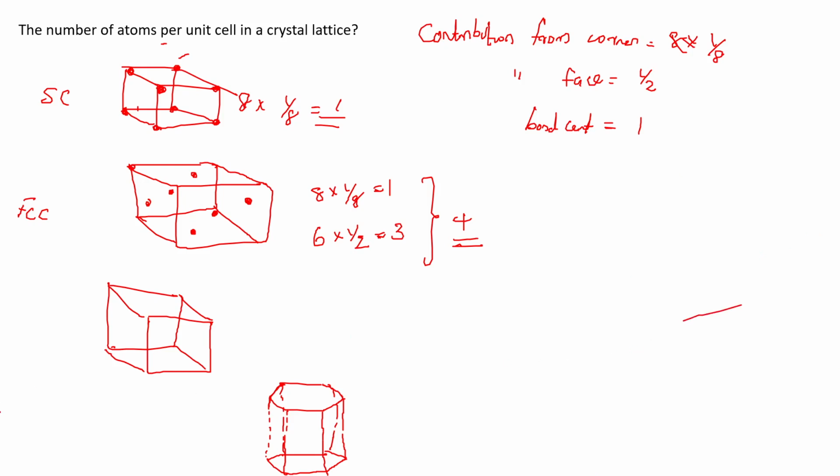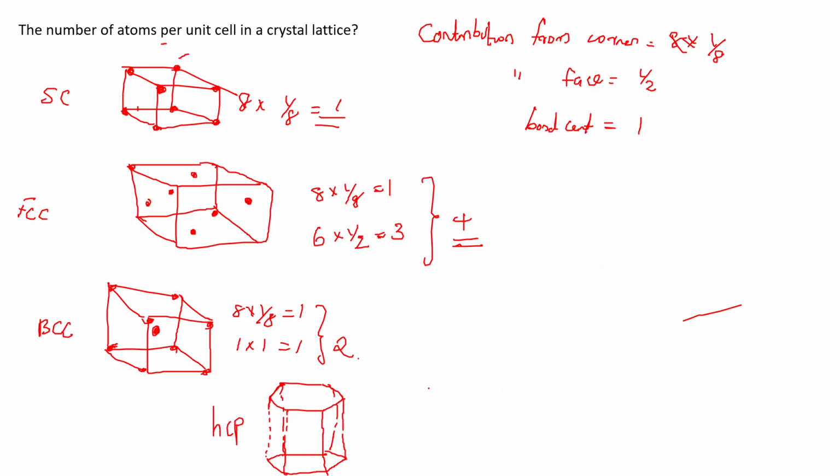Now if you see BCC, what will you get? One body center atom will be there and 8 corner atoms will be there. Then it will be 8 into 1 over 8, that is 1. Then the middle atom, 1 into 1, it will be 1. So total 2 atoms. What will be the case of HCP, hexagonal close packing?